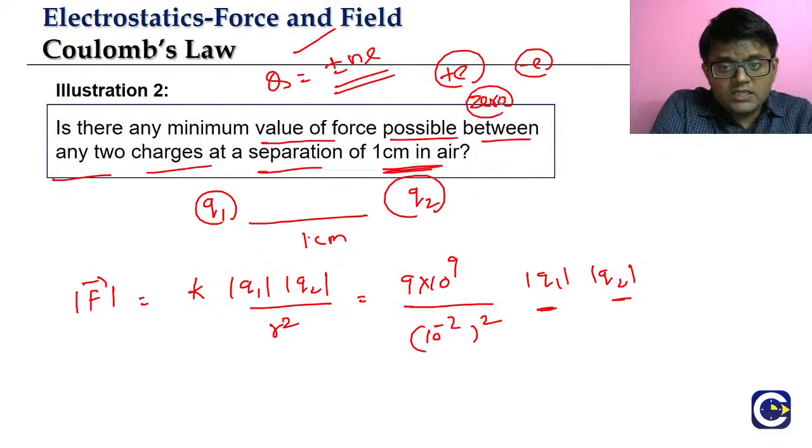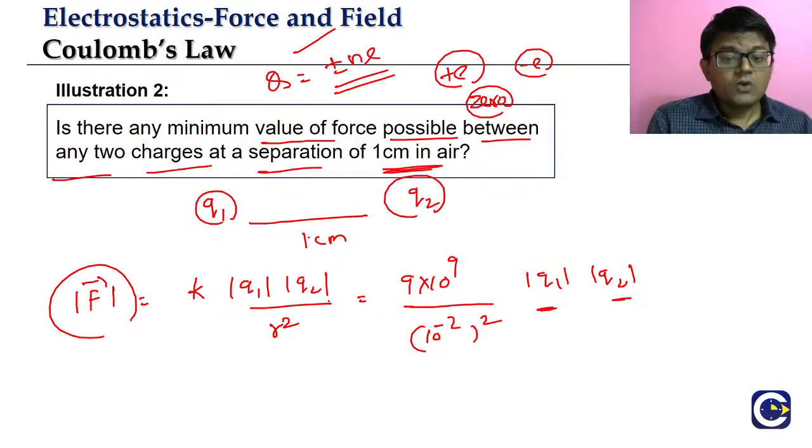Zero is an uncharged object. So when we say two charges, it means each is having a charge. The charge of the minimum value will be either plus e or minus e, because charge will always be in terms of that quantum. What is that quantum or basic value? e. So that is the minimum charge possible.